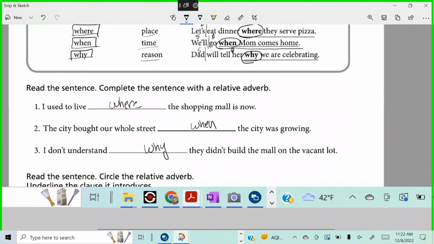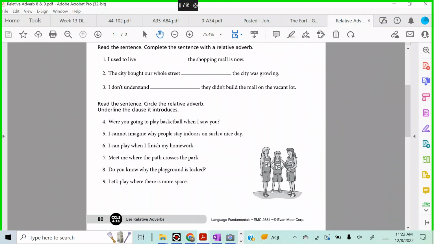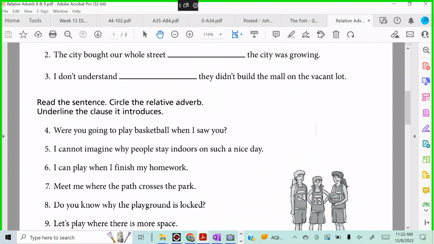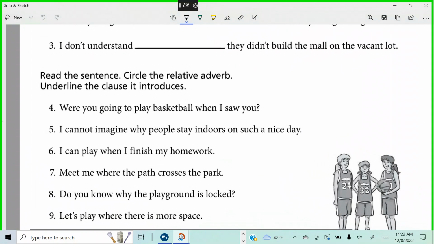All right, you're going to do the second part by yourself, and I'll go over that right now. The second part is read the sentence, circle the relative adverb, underline the clause it introduces. I'll do the first one with you. Here it is. Were you going to play basketball when I saw you? The relative adverb is when. I saw you is the clause it introduces, right? You guys understand how to do it? You sure? All right. Let's look at number 9.